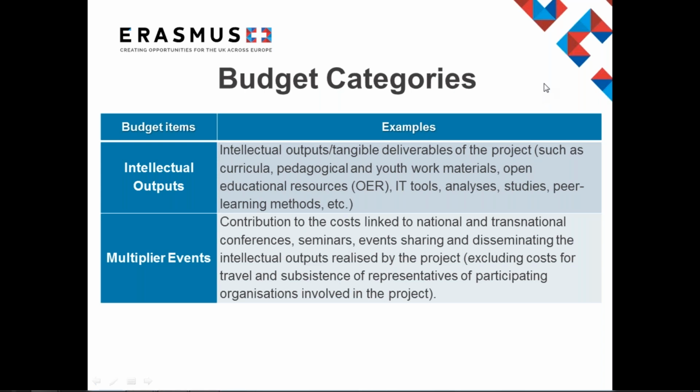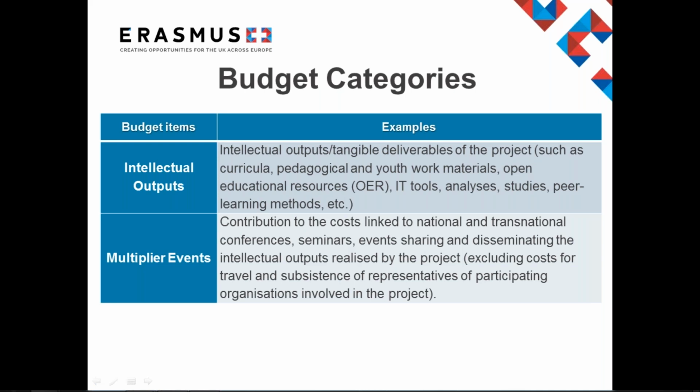Multiplier events are only available to projects that are producing intellectual outputs. The aim of a multiplier event is to share intellectual outputs with individuals and organizations outside of the Erasmus Plus project. Multiplier events should disseminate and increase the impact of intellectual outputs. Other dissemination activities will be supported via project management and implementation funds.